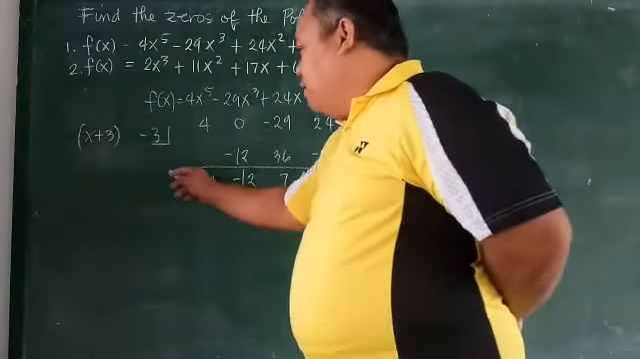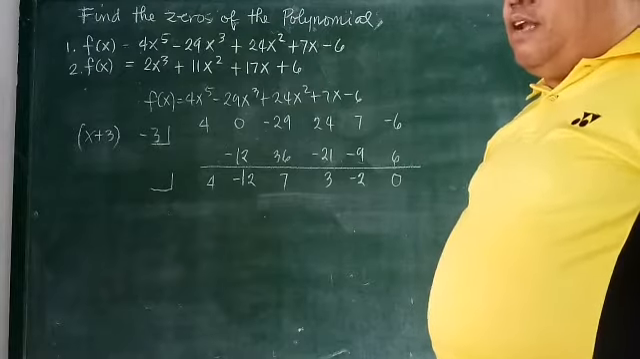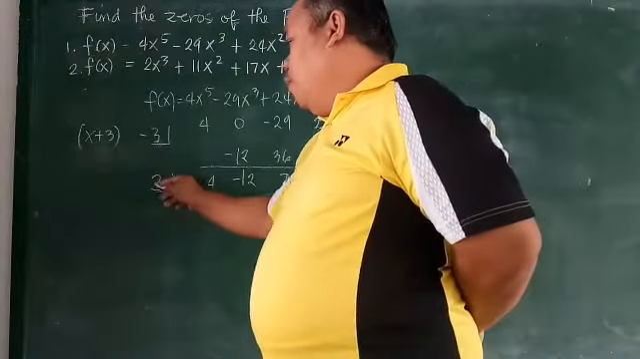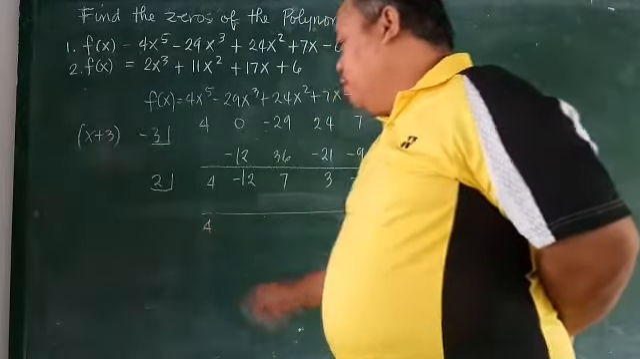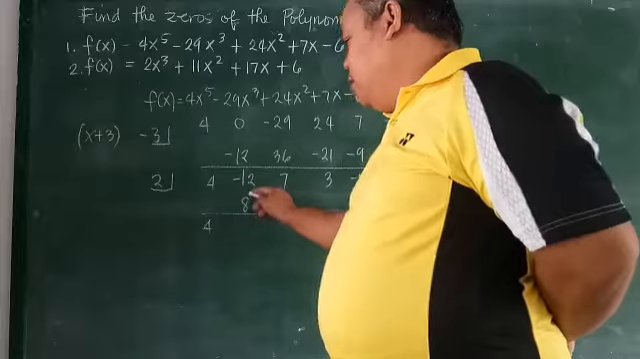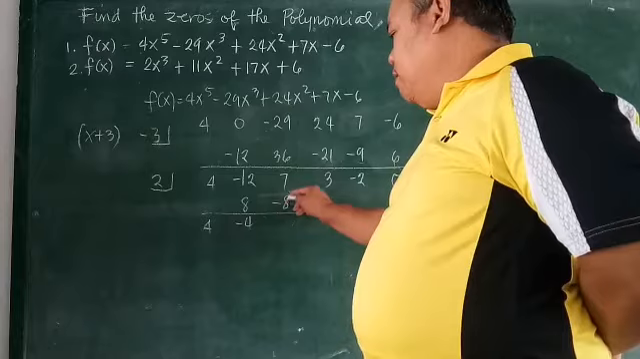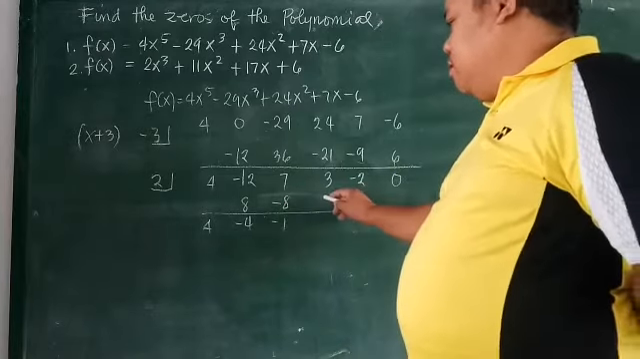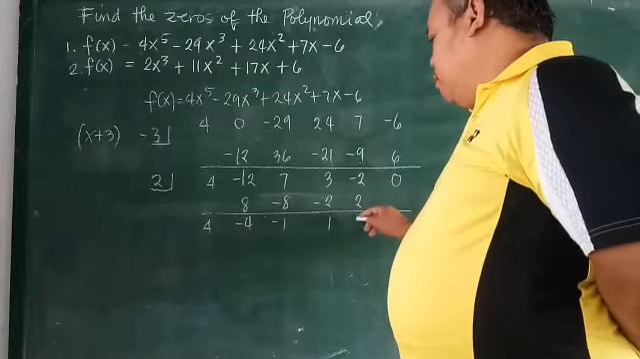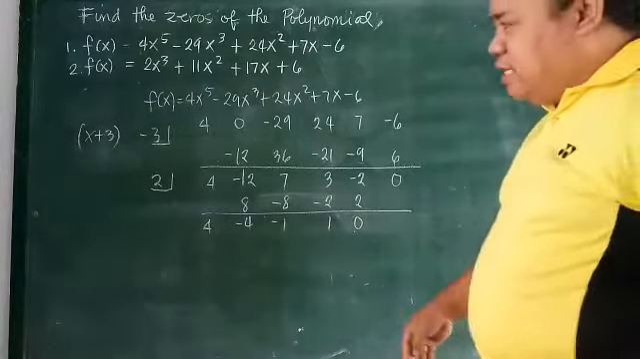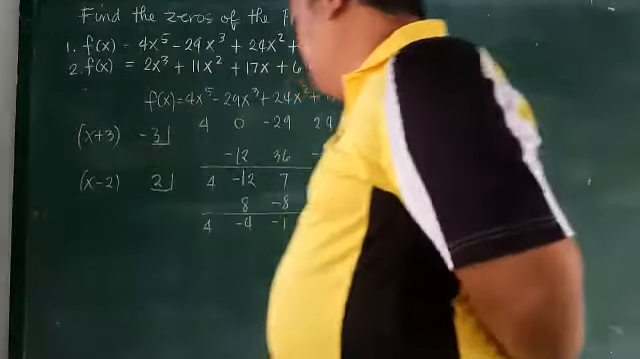Next, try ko ulit ito. Try ko naman yung mag-random tayo. Try ko yung 2. Try 2. So this is 4. Then 8. Then this is -4. And this is -3. It's -1. And this is -2. This is 1 and this is 2. So 0 na ito. So x minus 2 is another factor of this equation.